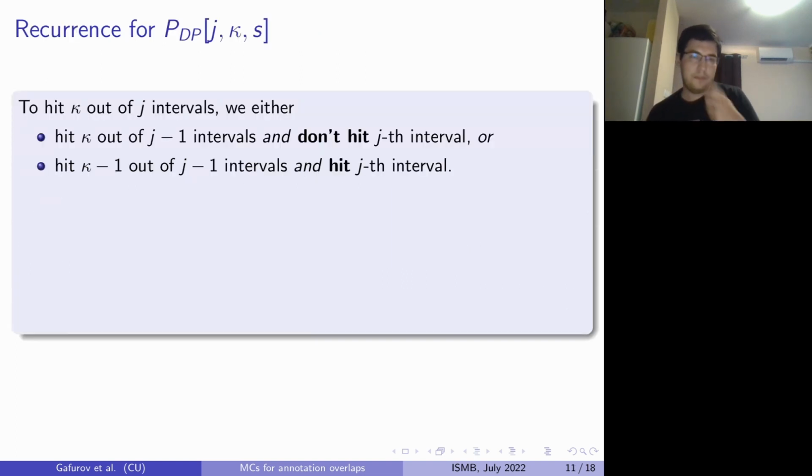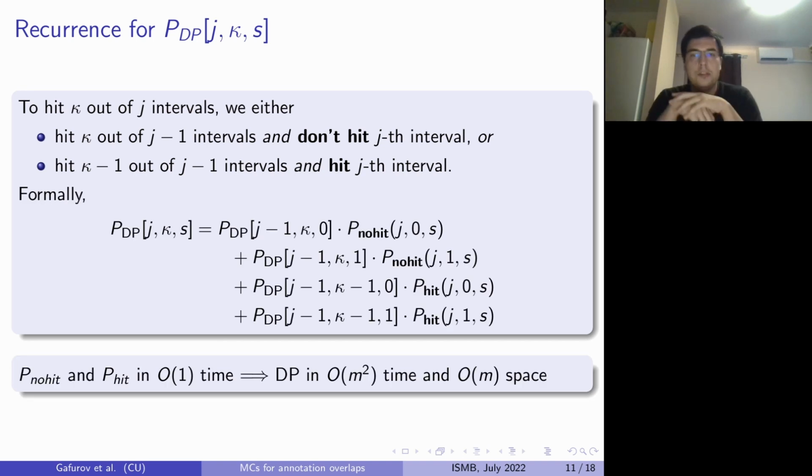Now we have to define the recurrence for that dynamic programming table, and it goes as follows. The idea is that if we want to hit exactly kappa out of j intervals, we have to either hit kappa out of j minus 1 intervals and not hit the jth interval, or hit kappa minus 1 out of j minus 1, and then we have to hit the jth interval. If we put that formally, it gives the following recurrence.